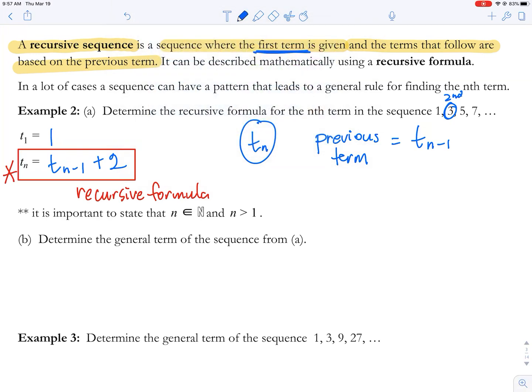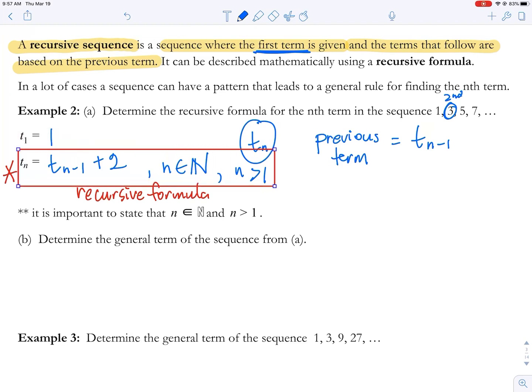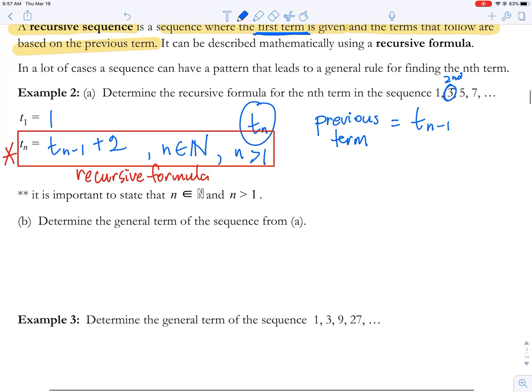When we're doing a recursive formula, it's going to be really important. n can't be any number. It can't be like 1.5 or the square root of 2. n has to be part of the set of natural numbers, and n must be greater than 1. So that's going to be part of when we write our recursive formula. We're going to have to include all that other stuff as well.